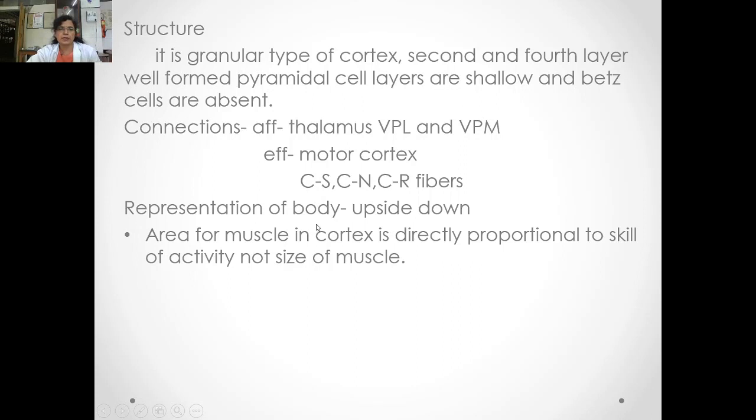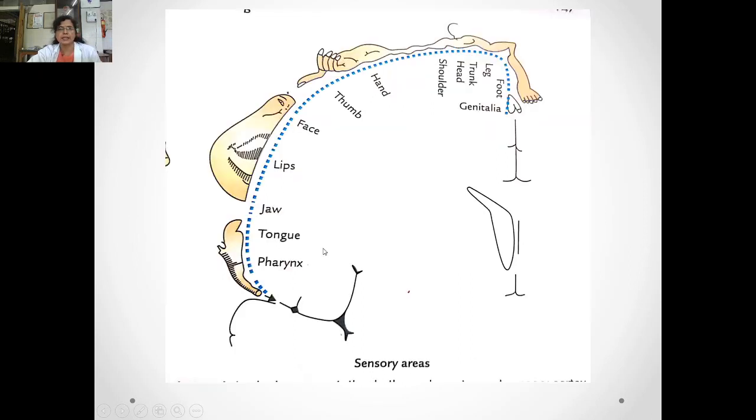Representation of the body in the cerebral cortex, or in this primary sensory area, is upside down, and the area for the muscle in the cortex is directly proportional to the scale of the activity and not the size of the muscle, same as that of the primary motor area.